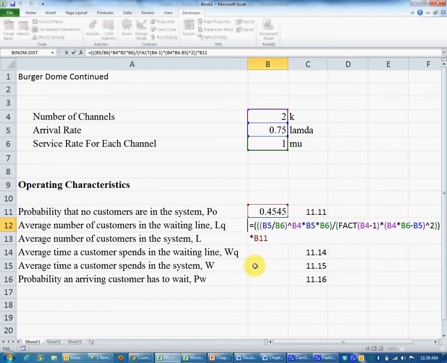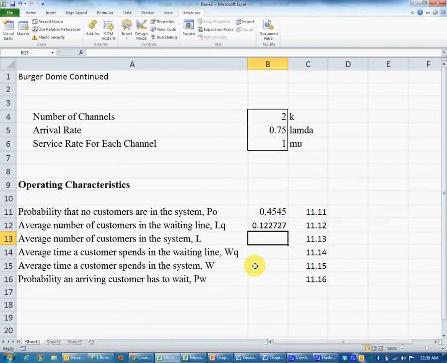And of course, the reason we do this after P0 is because the very last thing in the whole equation is the times B11, which is the times the P0. So the average number of customers waiting in line is less than 0.1 customers. That's pretty good. Okay, the average number of customers in the system, we're going to 11-13. This is short: equals B12 plus B5 divided by B6. I messed that up big time. B12 plus B5 divided by B6. Okay. We got it? So the average number of customers in the system is 0.87, so a little less than 1.